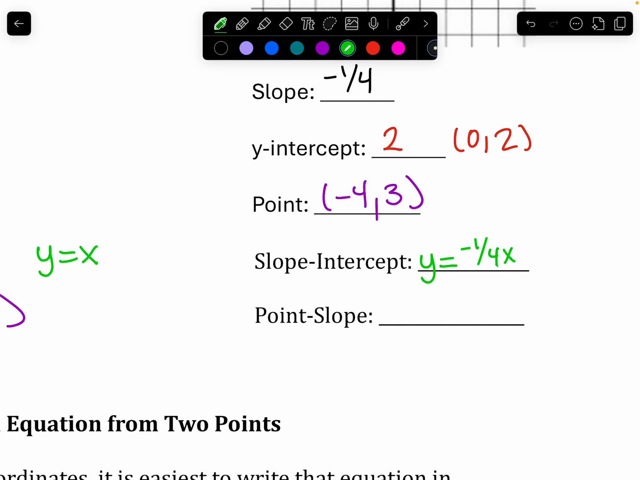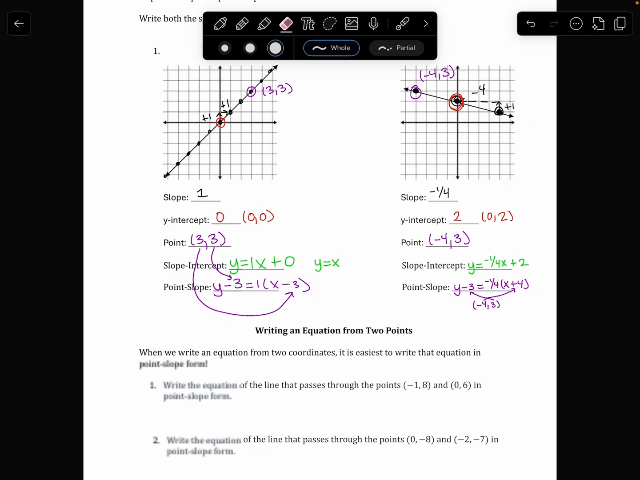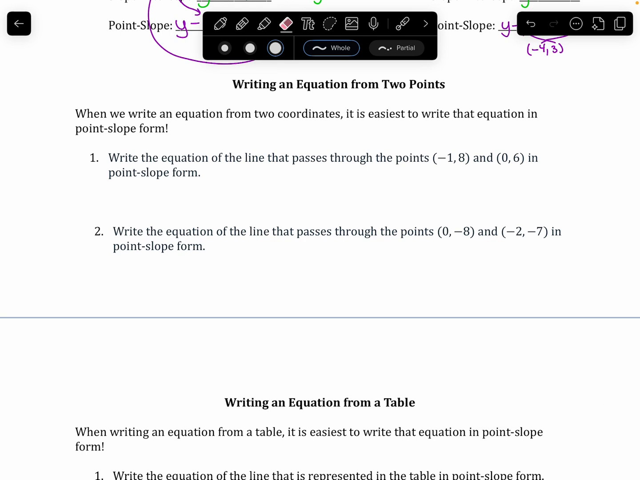Okay, so for slope-intercept form, I need y equals, and then my slope, which is -1/4 x, and then your y-intercept, which we said was 2. Okay, so for point-slope form, remember that we got to do a switch and a switch. So this will be y minus 3 equals -1/4 times x plus 4. Here was my coordinate, -4, 3. We got to switch their places, and we have to switch their signs. So because my 4 was negative, it becomes positive in my equation, and because my y was positive, it becomes negative in my equation.